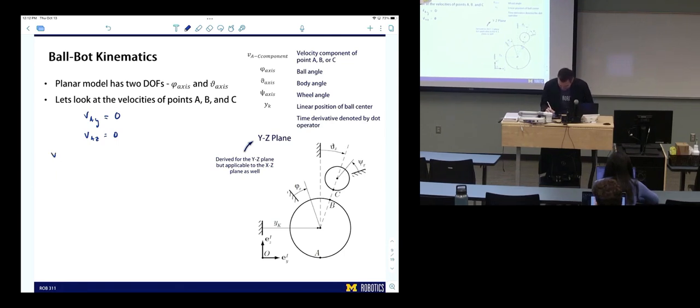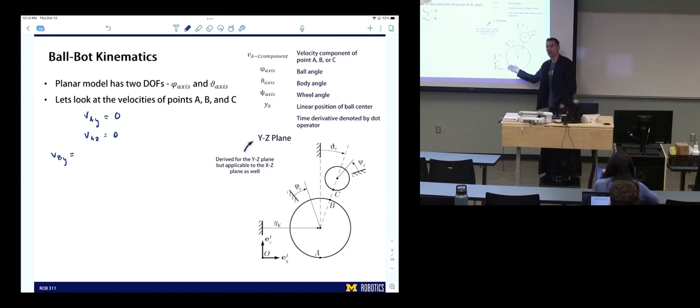Okay, what is V, B, Y? So I want to know the component velocity of point B in this direction. The ball is rolling. So what are some things that are going to describe that velocity, the linear velocity of that point?